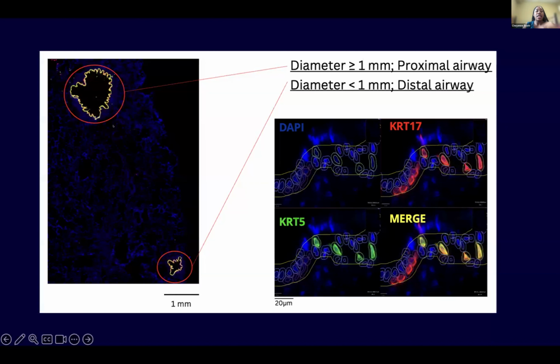So we can see here an image that we took. Up here we have the proximal airway, and it's usually larger, and a distal airway, which is much smaller. And here, if we zoom in, we used a DAPI stain, which is a nuclear stain. And then for KRT17 right here, we have the red. So these are the cells that we're looking for that are positive for 17, but negative for 5. The green right here are the ones that are expressing KRT5. And then wherever you see yellow is co-localization. So cells that express both.